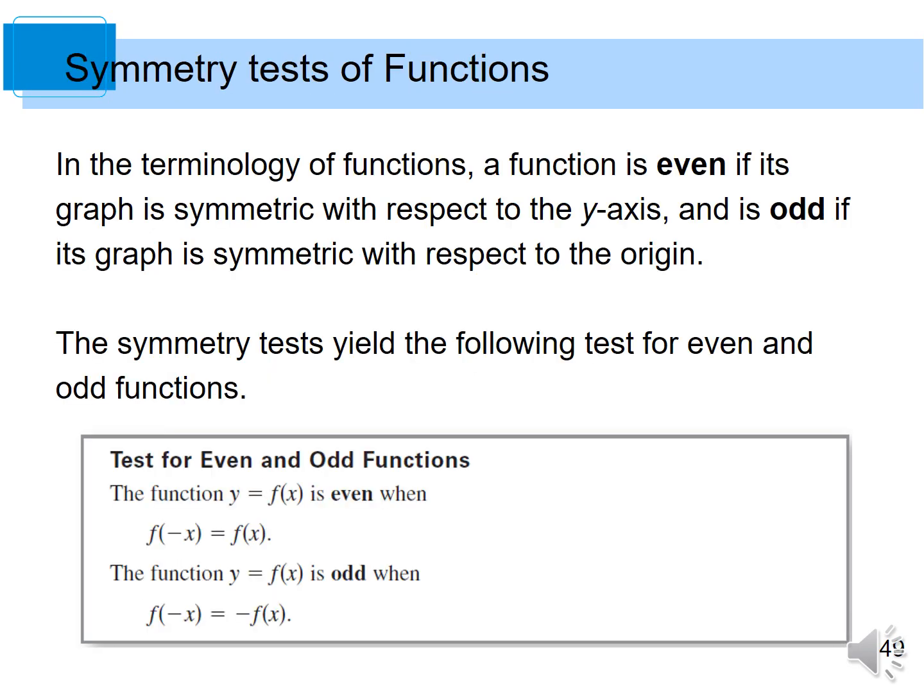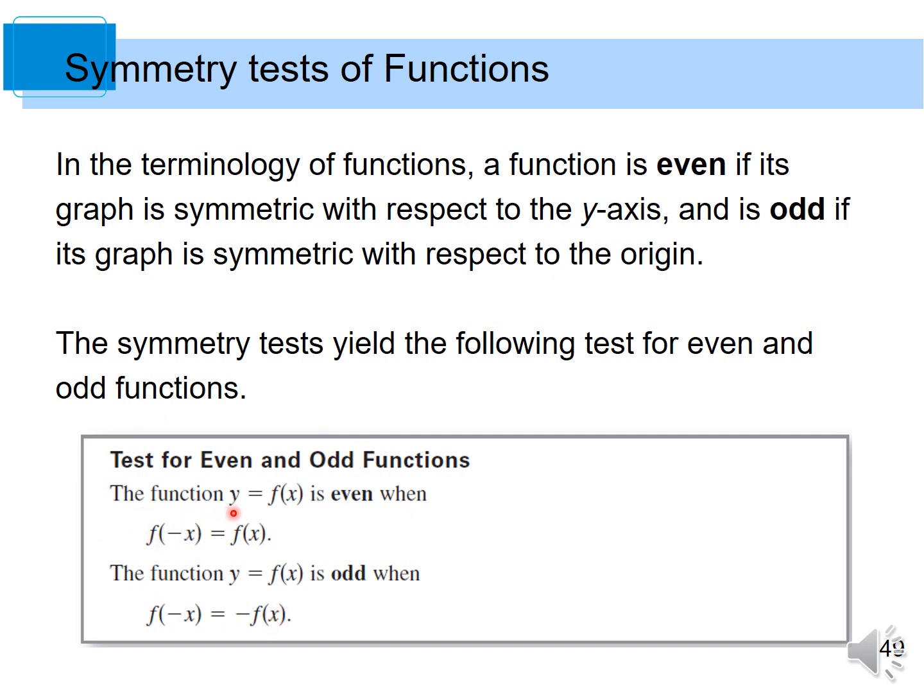This is a relation between the symmetry with even and odd. A function is even if its graph is symmetric with respect to the y-axis, and odd if the graph is symmetric with respect to the origin. Okay, and here is the guideline. Okay, how we test the odd and even.